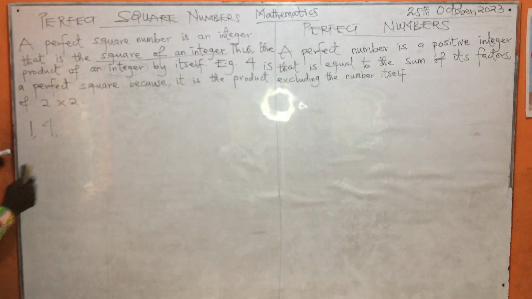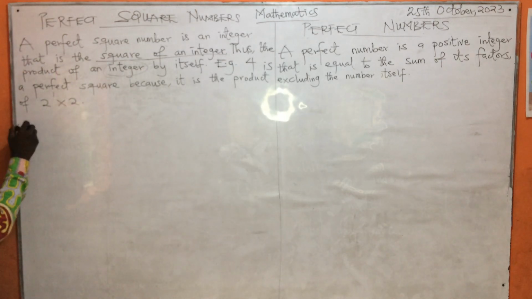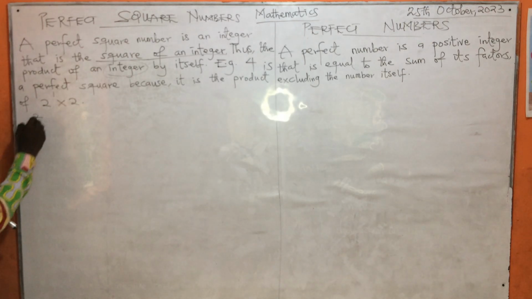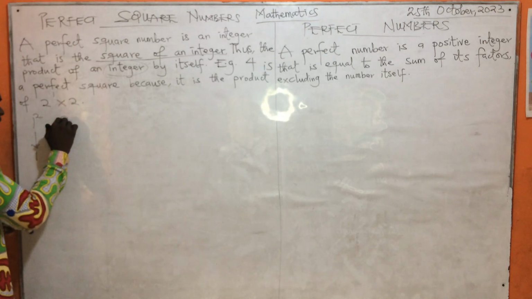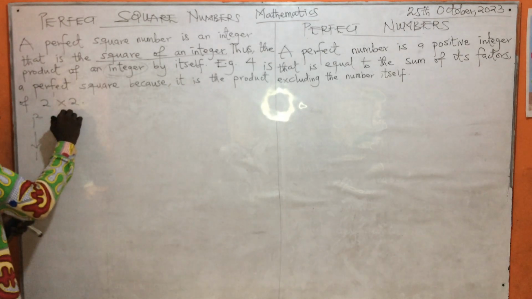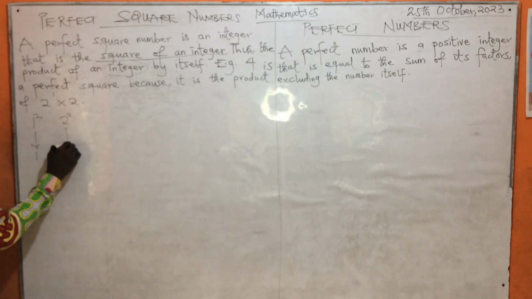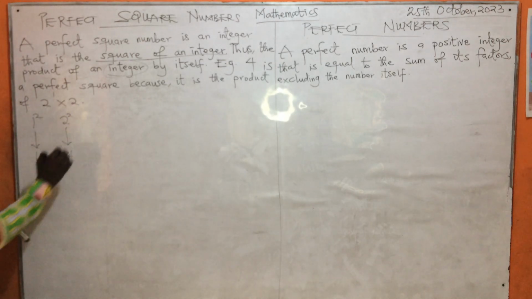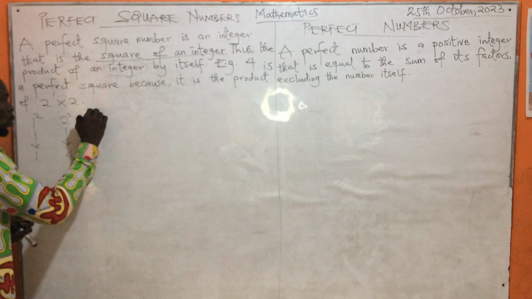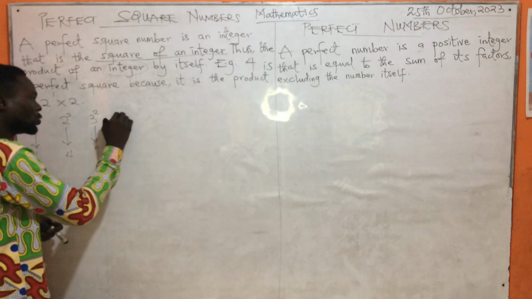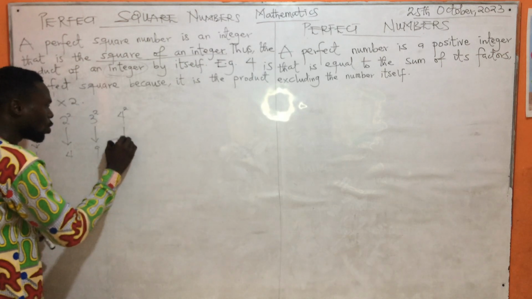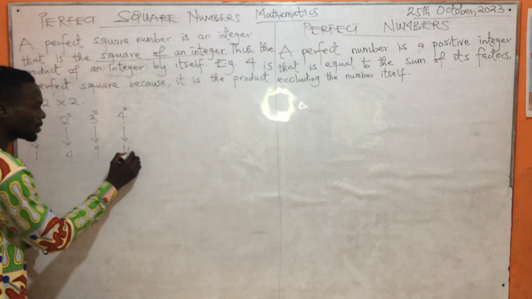So let's do it this way. If you take 1 and you square the 1, you are getting 1. Now if you take the next integer, which is 2, and you square the 2, you are getting 4. The next one is 3. When you square this, you are getting 9. Then you go to 4. The square of 4 is 16.